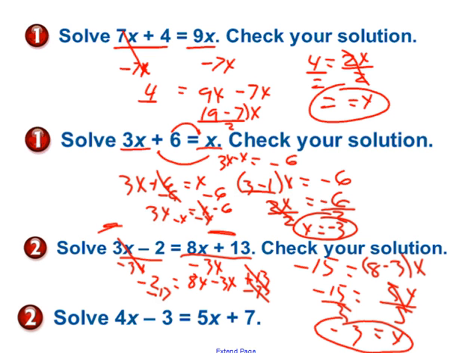Got one more here to solve on this page, way down here at the bottom. So I'm going to move the 4x to this side, and I'm going to move the 7 to this side, and I'm going to do it all at one time. So let me clean this up a little bit. And I'm going to subtract 4x from both sides, and I'm going to subtract 7 from both sides. Well, the 4x's here cancel out, and I've got a negative 3 minus 7 would be a negative 10 is equal to 5x minus 4x is just plain x. I think my answer is negative 10, x equals negative 10.